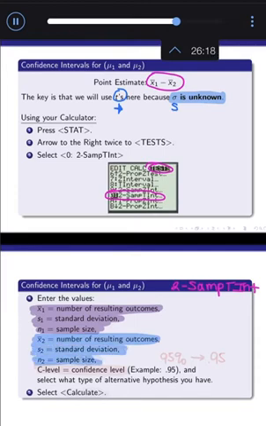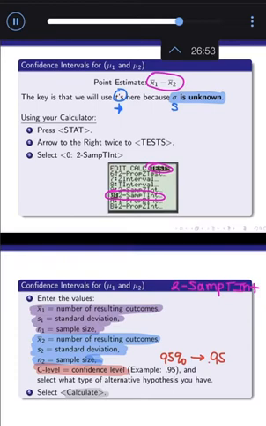It's just that instead of asking what kind of tailed test we have, it's going to ask for our confidence level. So we'll give it a confidence level. Remember, if it's 95%, we actually use 0.95. And then you'll select calculate, just like before, and it will go ahead and spit out the confidence interval that you get as a result.